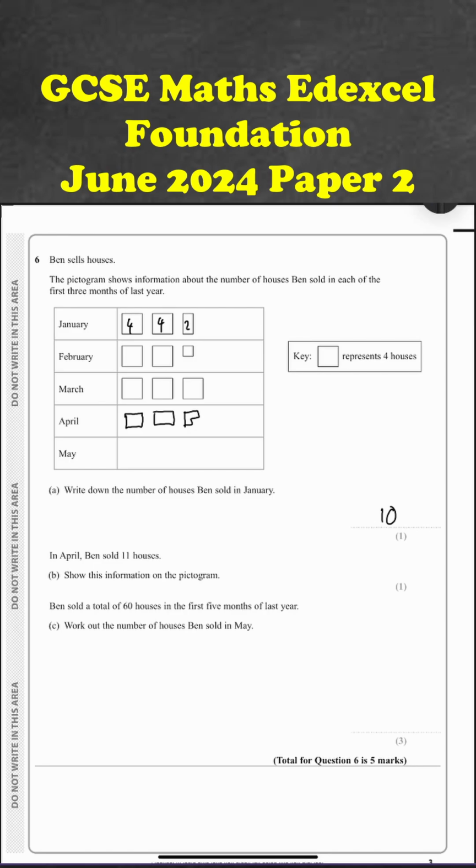Ben sold a total of 60 houses in the first 5 months of last year. Work out the number of houses he sold in May. So we have 10 in January, we already know that. We have 4 plus 4 plus 1 for February, so 9. We have 4 plus 4 plus 4 for March, so that's 12. We already know it's 11 in April, so we have 42 for the first 4 months of the year. 60 minus 42 is the number that has to be in for May. And that's our answer.